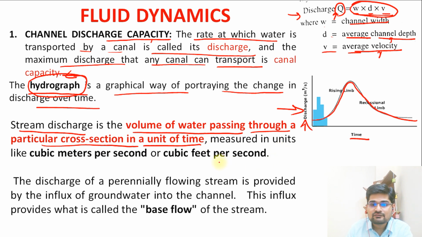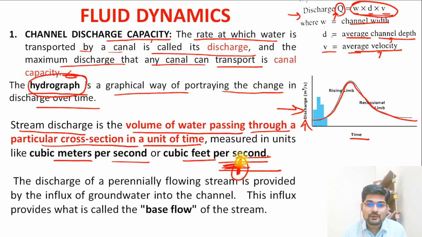So remember, if this is a stream and this is that cross section, how much of the water passes through this cross section in a given particular time. It is measured in units like cubic meters per second, cubic feet per second. So per second, how much is the discharge through this cross section? That is the basic idea of this measurement of channel discharge capacity.